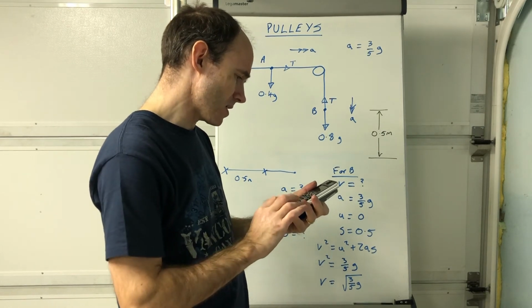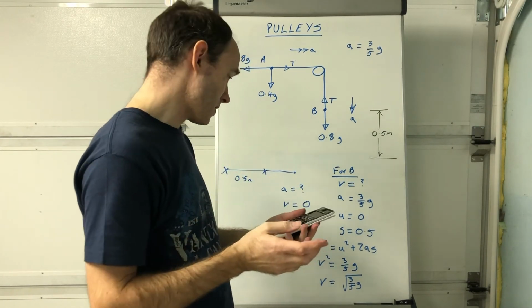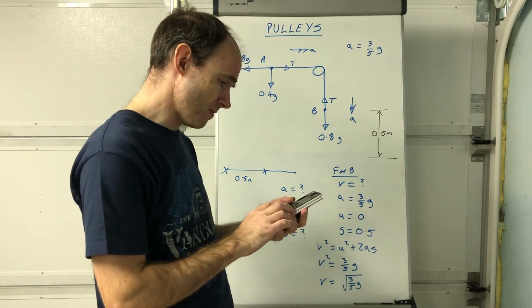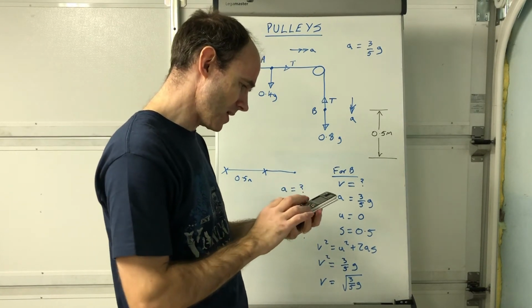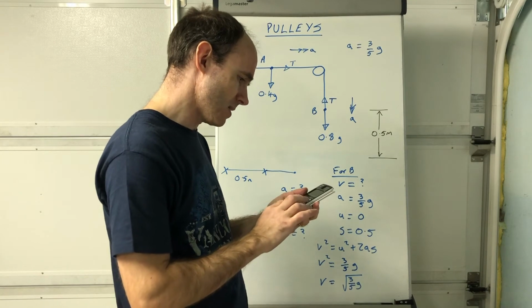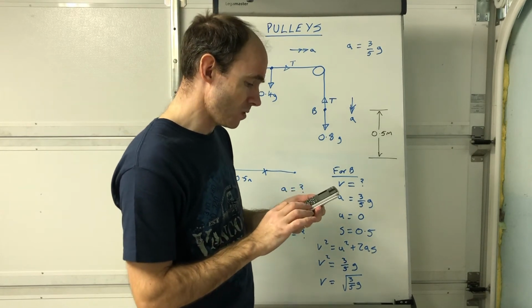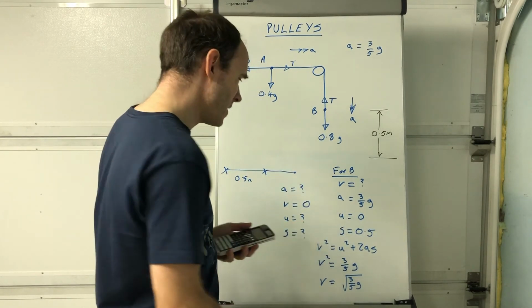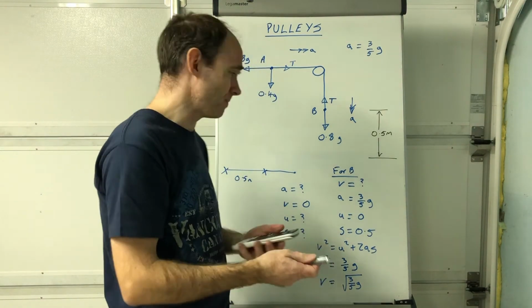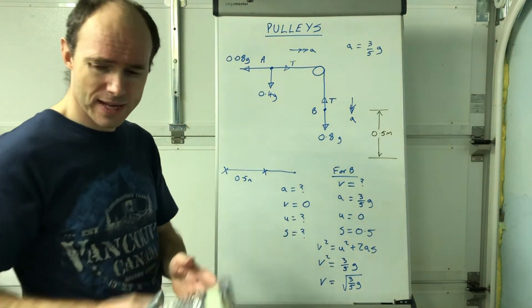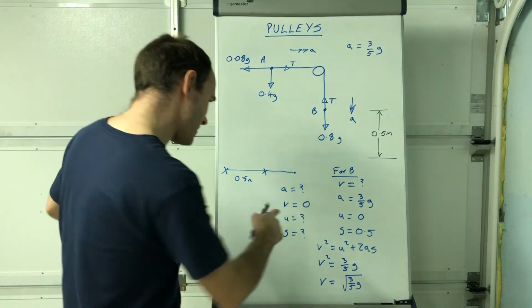I'll do it anyway. 3/5 g is 147 over 25, 5.88, all very nice. The square root of that is 2.4248, a third, basically. It's best to leave it like that because we're going to use that again. Now, that gives us this then, you see.